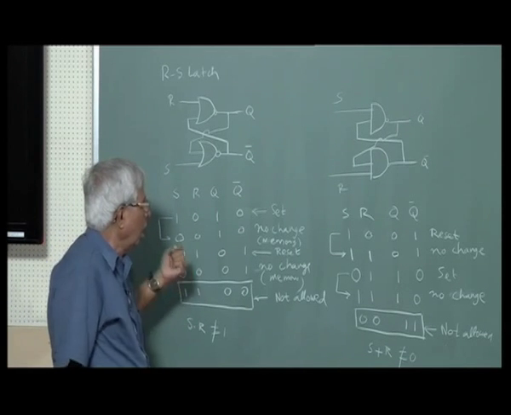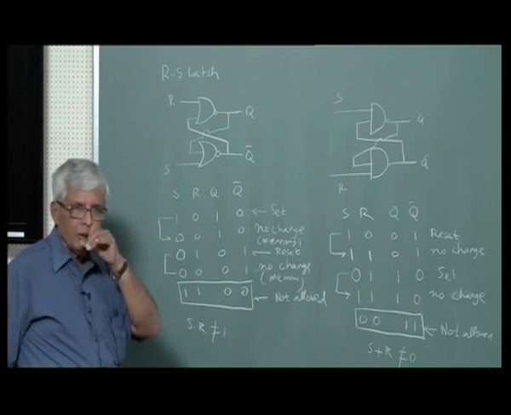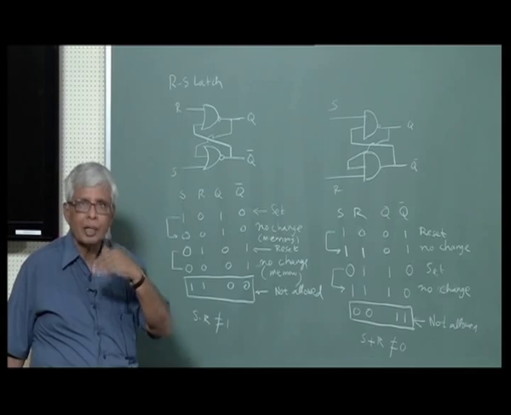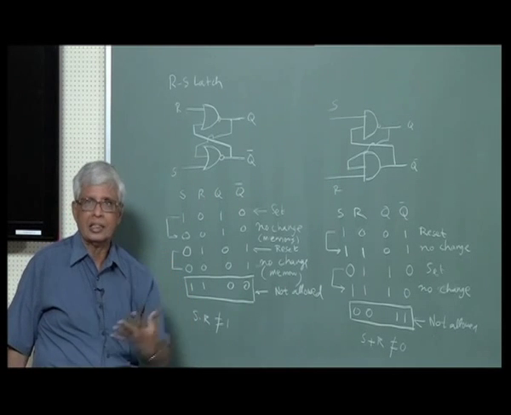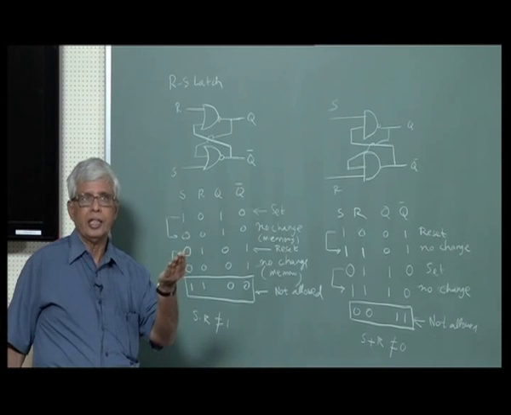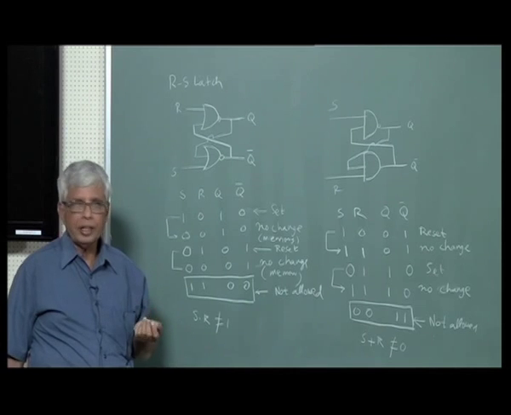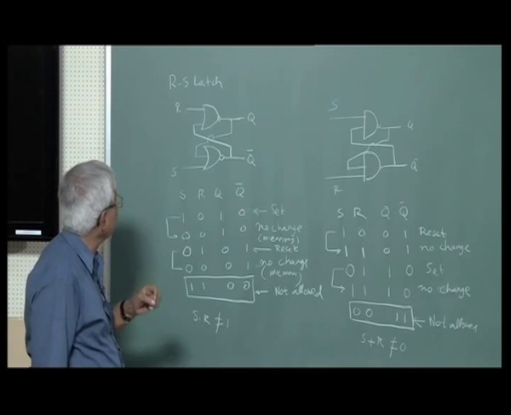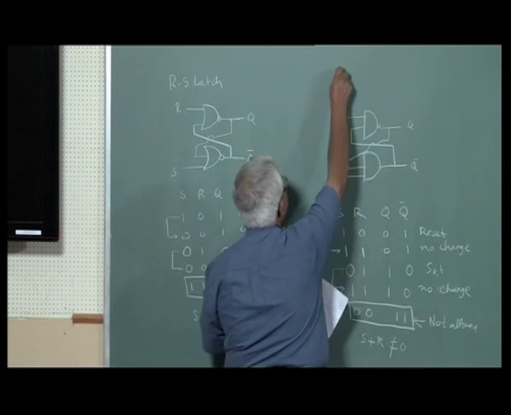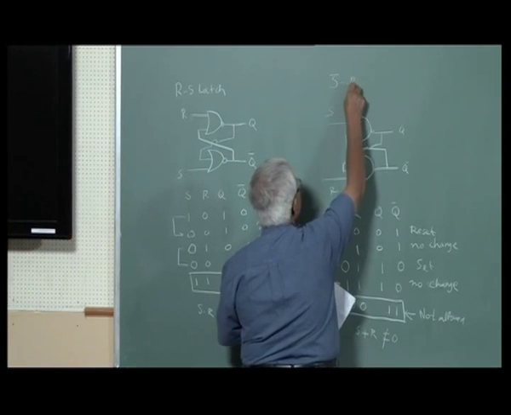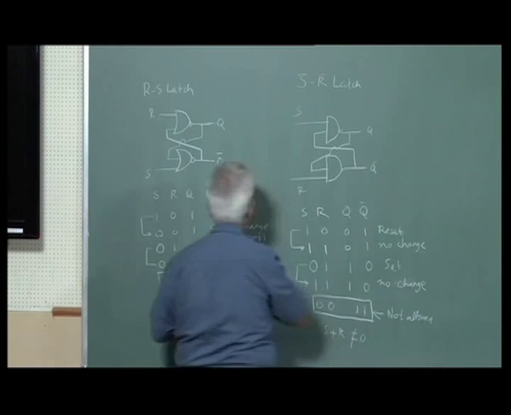Now, but the problem is S changes, R changes sometimes. We don't want to change it, but something happens in the circuit, some stray noise or spike. Some pickup. So this is called SR latch or S bar R bar latch. The behavior of S bar R bar is opposite of this behavior.